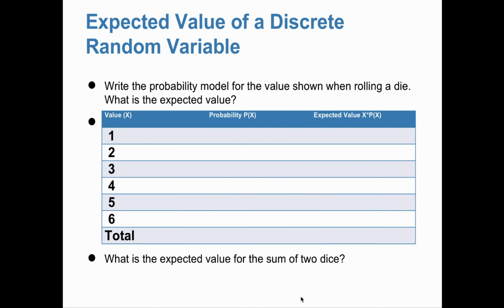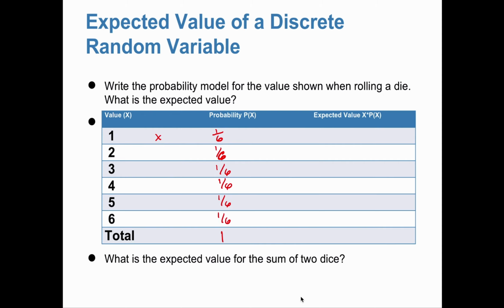Right, so the probability model for the values shown when rolling a die. The probability of rolling a 1 is 1 out of 6, and the probability of rolling a 2 is 1 out of 6, and for a 3, and a 4, and a 5, and a 6. And all of your probabilities should add up to 1.